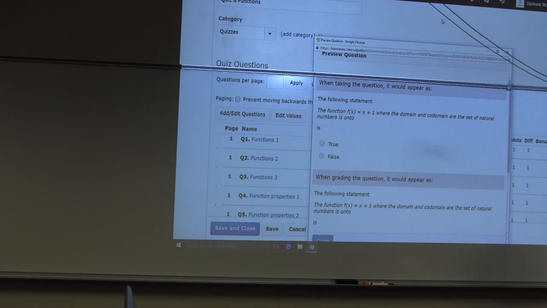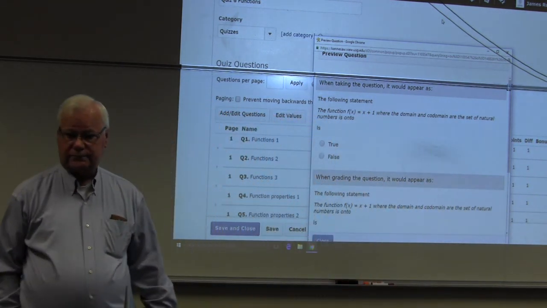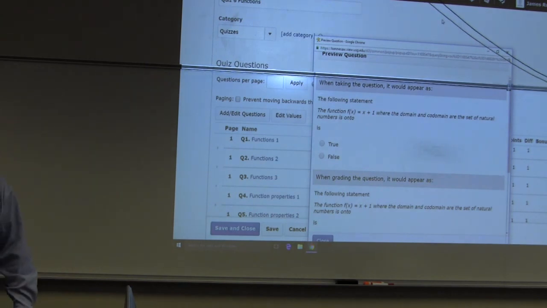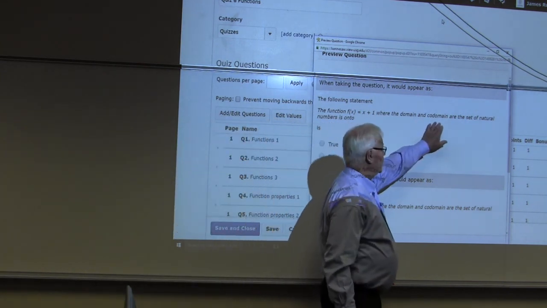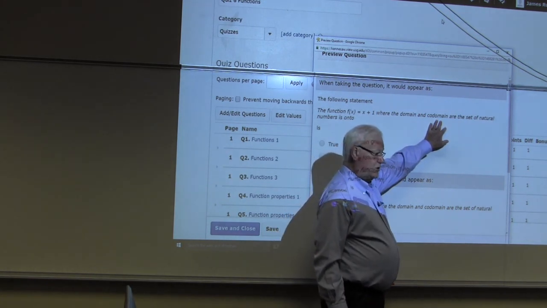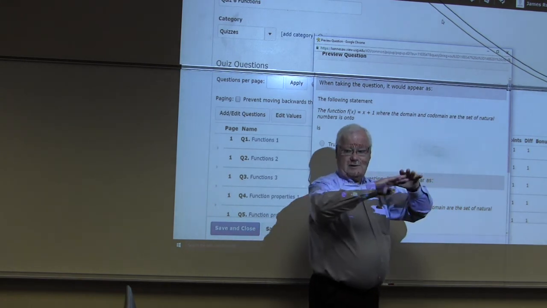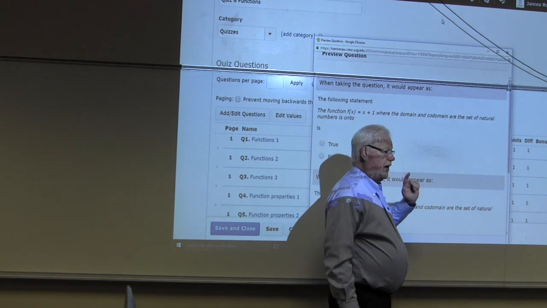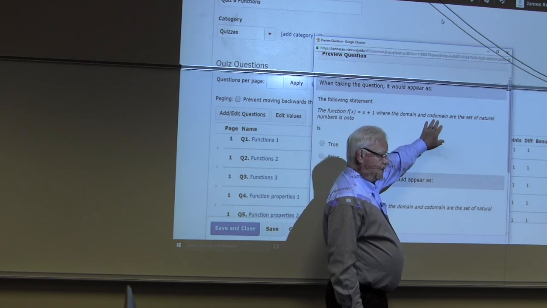The function f of x equals x plus 1, where the domain and codomain are the set of natural numbers, is onto. Is that true? Well, what does onto mean? In the case of onto, every member of the codomain has something coming to it. That's the definition of onto. The codomain is completely covered. There are no elements without an arrow coming to it, for instance. So the codomain must be completely included in the function for it to be onto.